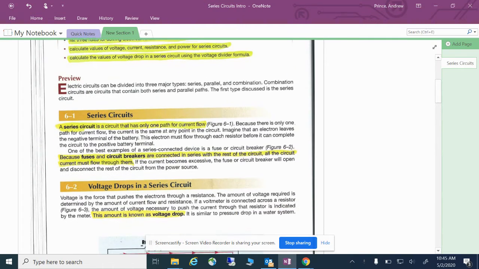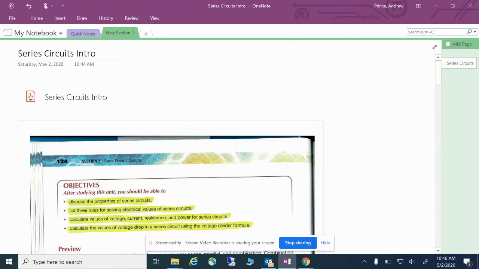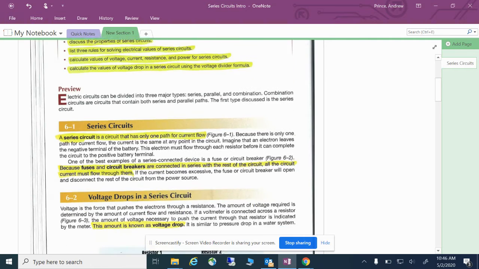So first off, we're going to be talking about voltage drops. When we talk about voltage drops in series circuits, we're pretty much just talking about how much voltage is applied to that resistor. Whatever part of the circuit it's at, the voltage drop across each of those is going to be individual. The term voltage drop is just saying the potential difference from one side of the resistor to the other.